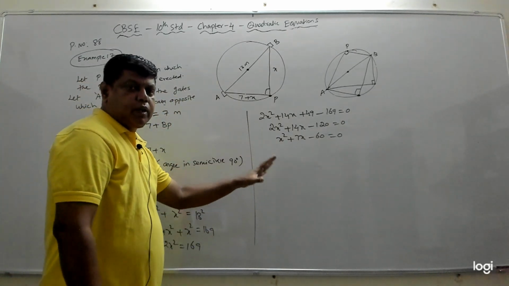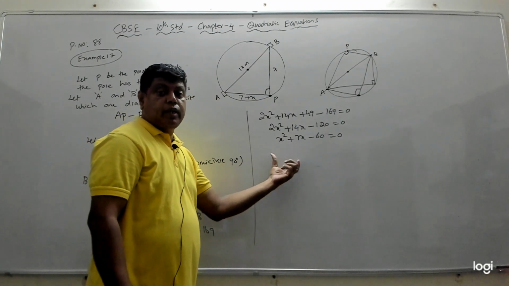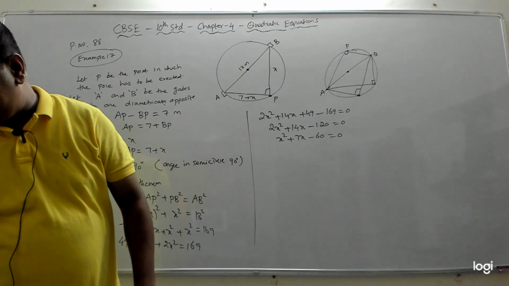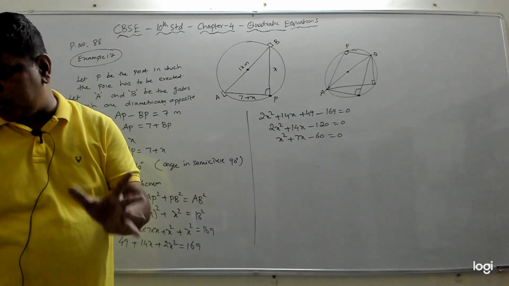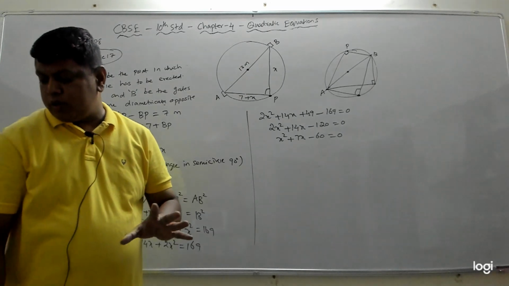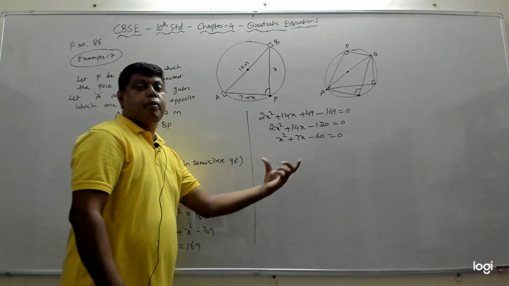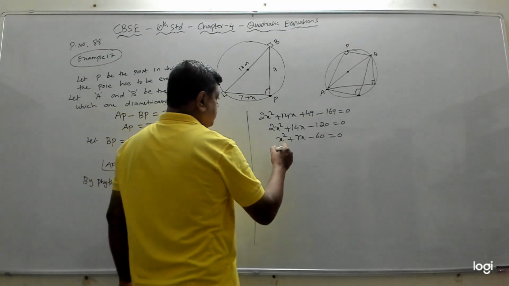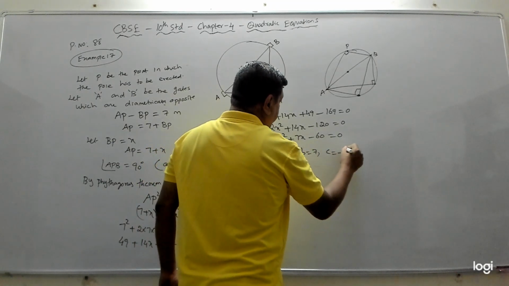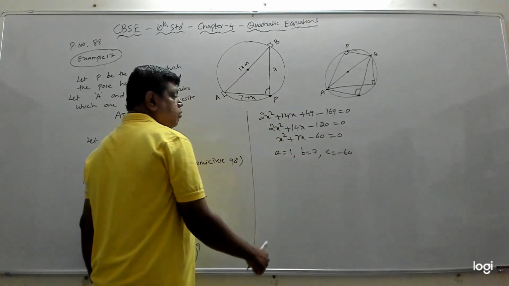Since it is coming under the section of nature of the roots, we also need to answer the other question: is it possible to do so? If yes, what are the distances from the two gates at which the pole should be erected? Whether it is possible means we should check b² minus 4ac, the discriminant. So a is 1, b is 7, c is minus 60. Don't write 60, c is minus 60. You have to write along with the sign.